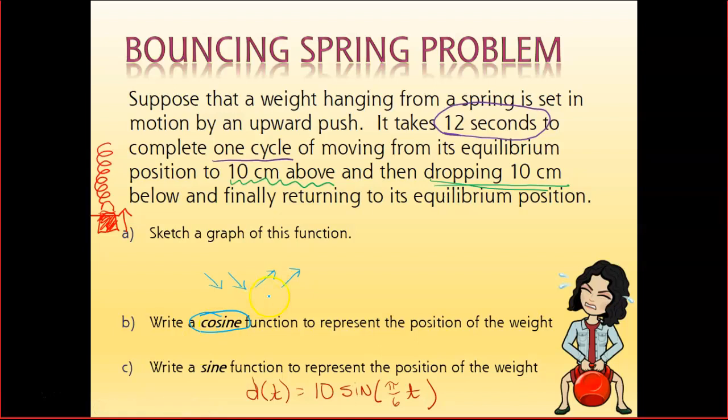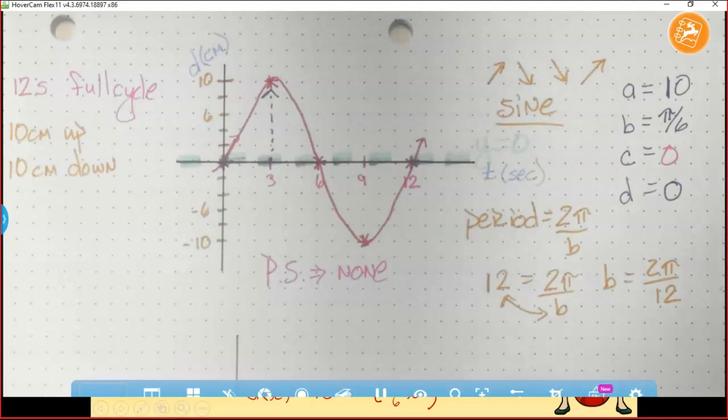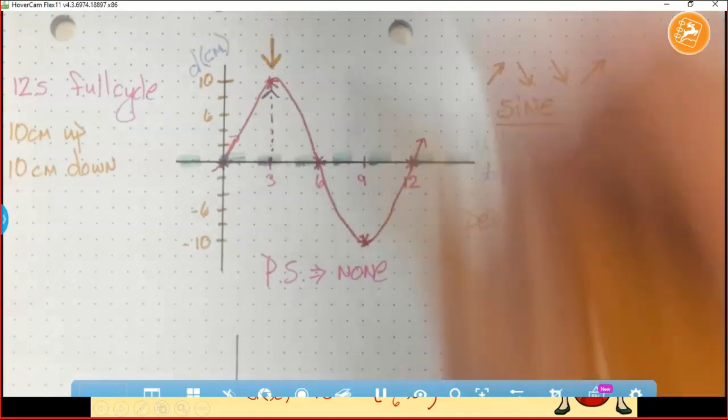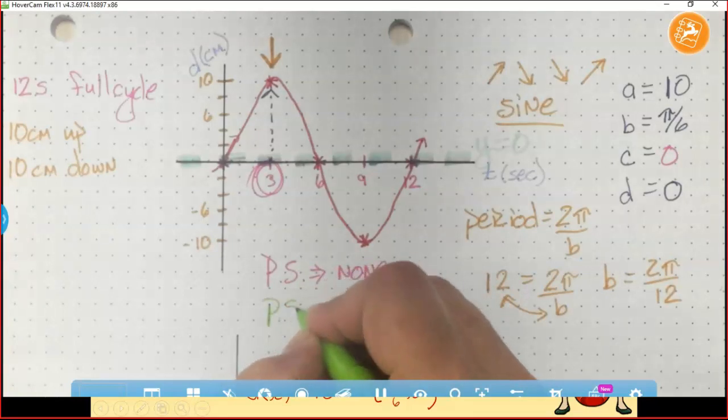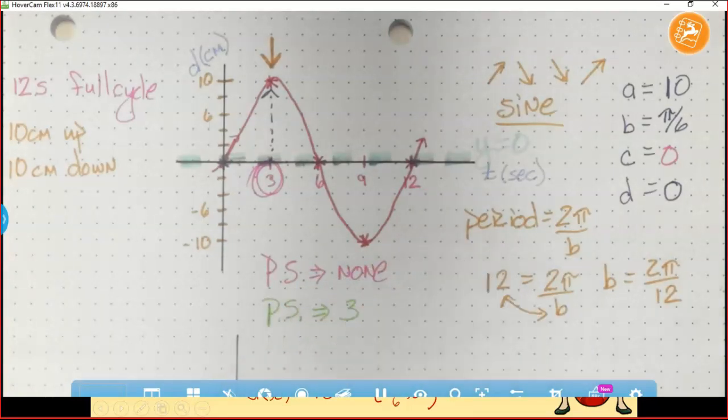So that means I need to look for the maximum spot to find out how much it got shifted over. I look at my maximum location right here, and I say, hey, check me out. My maximum spot is right here, which has actually been moved over 3 spaces. So now for cosine, I'm actually going to do some thinking and some talking and some writing. Because for cosine, my phase shift is 3.